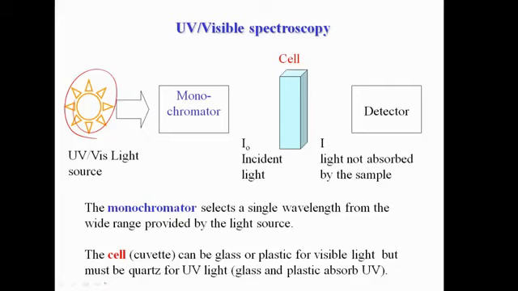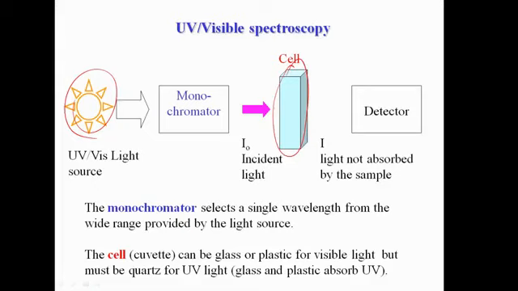So you have a monochromator here. And the function of the monochromator is to select a single wavelength from the wide range provided by the light source. So we're not going to get into instrumentation here. We want to get the main principles, but this monochromator selects a single wavelength. And then you have this incident, one wavelength, what we call incident light. So this is the light that's going in to the sample. Here's our cell here that contains our sample.